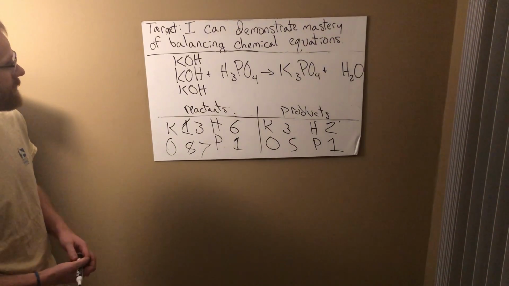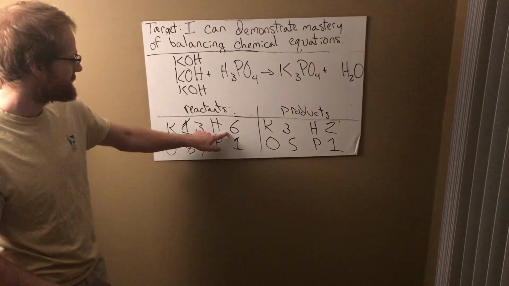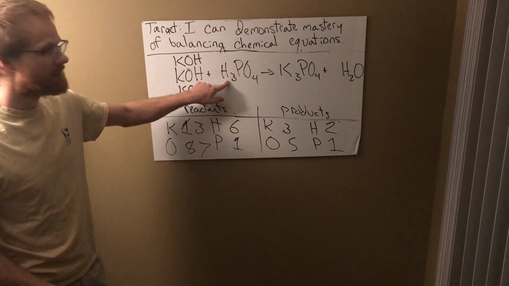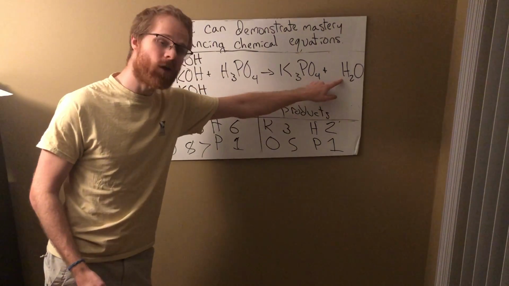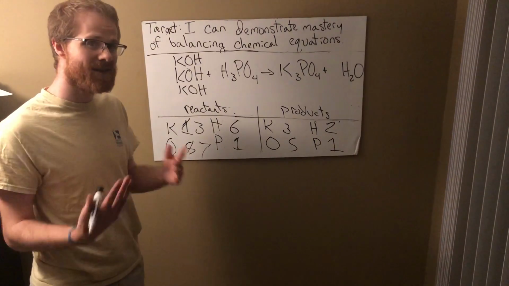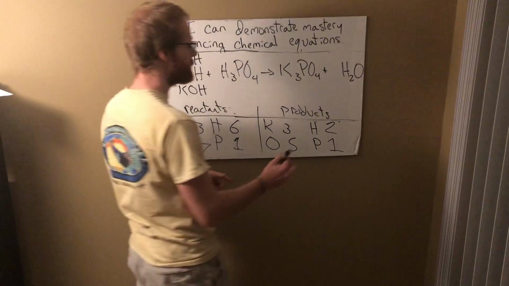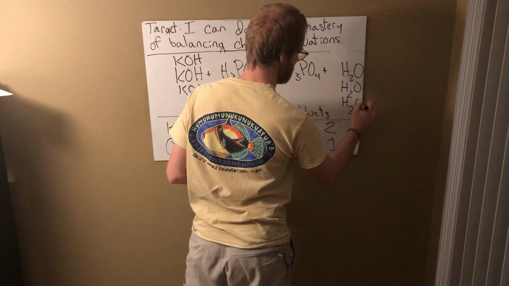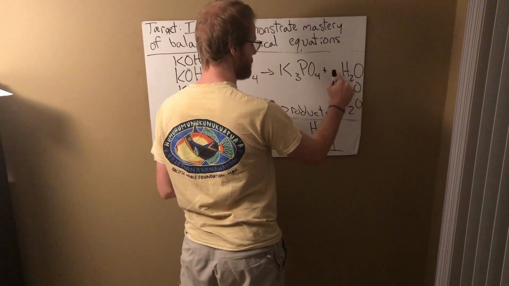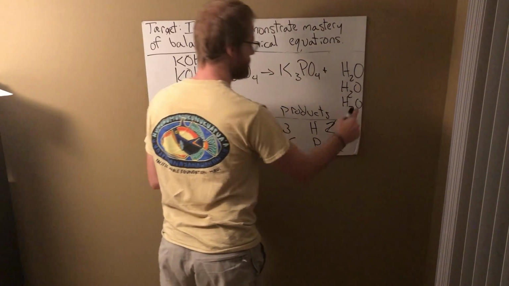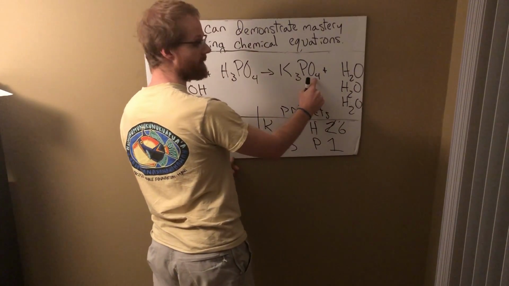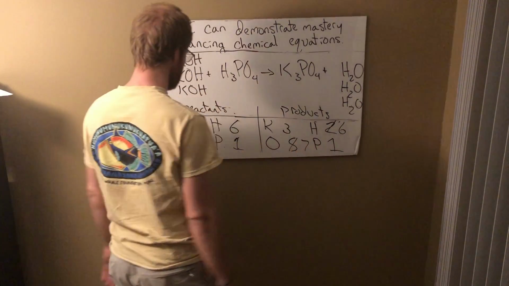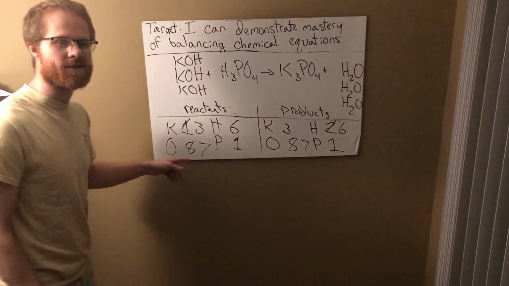But one thing that I can see is I've got 6 hydrogen over here. And the only way I can get more hydrogen on my product side is by adding more water. Okay, let's do that. 1, 2, 3, 4, 5, 6. 1, 2, 3, 4, 5, 6, 7. And our oxygen is balanced.